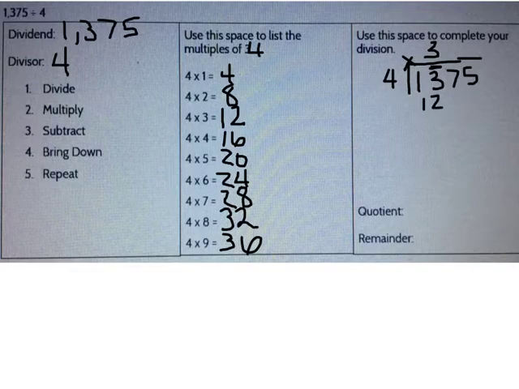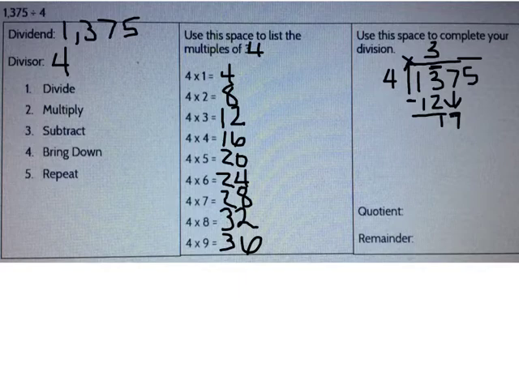What should I do now? My next step is to subtract 13 minus 12 to see how many hundreds I have left over. What's 13 minus 12? It's 1. What should I do now? I need to bring down my 7.